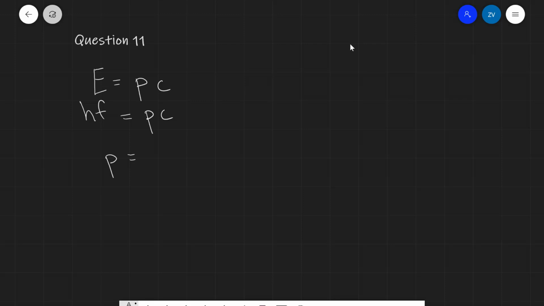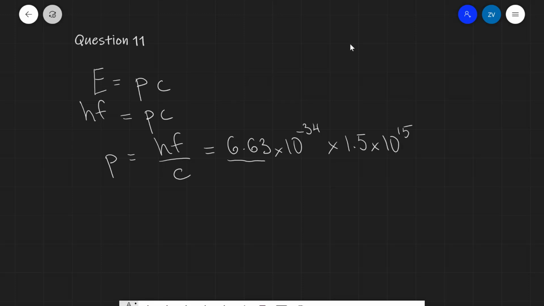In other words, the momentum will be equal to hf divided by c, which is 6.63 times 10 to the power minus 34, times the frequency, which in this case is 1.5 times 10 to the power 15 hertz, and we're going to divide that by the speed of light, 3.0 times 10 to the 8, which is going to give us about 3.3 times 10 to the power minus 27. In other words, the correct answer is C.